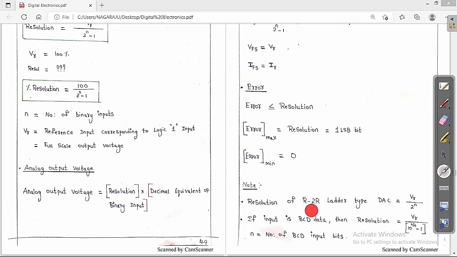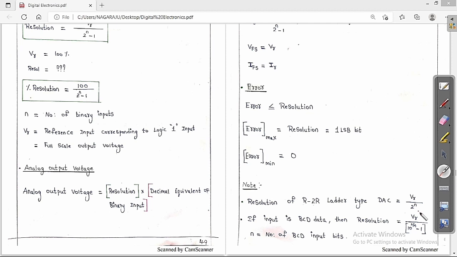The resolution of the R2R ladder type DAC is equal to VR by 2 to the power of n. There is no minus 1. So minus 1 we have to remove from the general expression. If you remove minus 1, we get VR by 2 to the power of n.